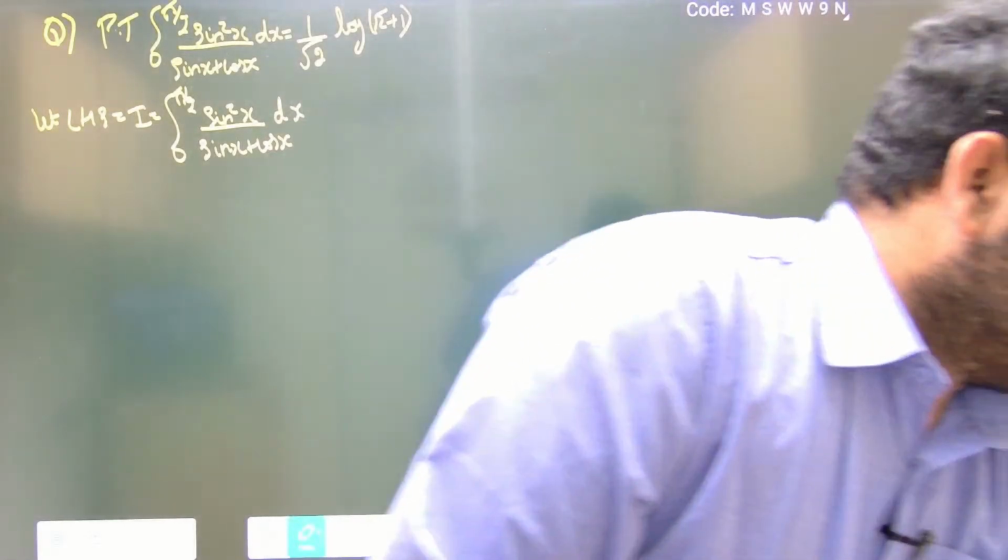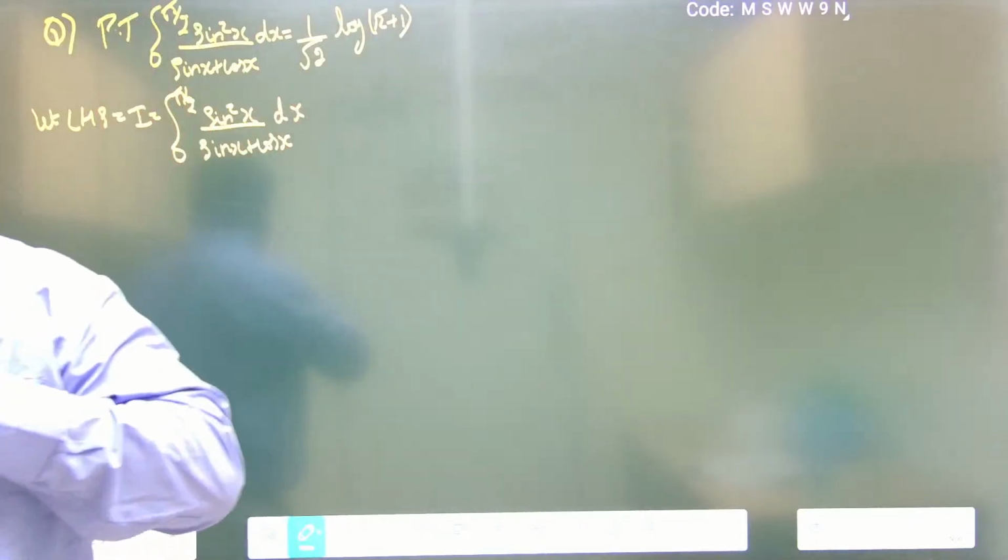The integral from 0 to pi by 2 of sin square x dx by (sin x plus cos x), you should prove that it is equal to 1 by root 2 log of root 2 plus 1. This is what we have to prove. Simple. So see here, let us take up the question. That question is correct. Okay, now see here.